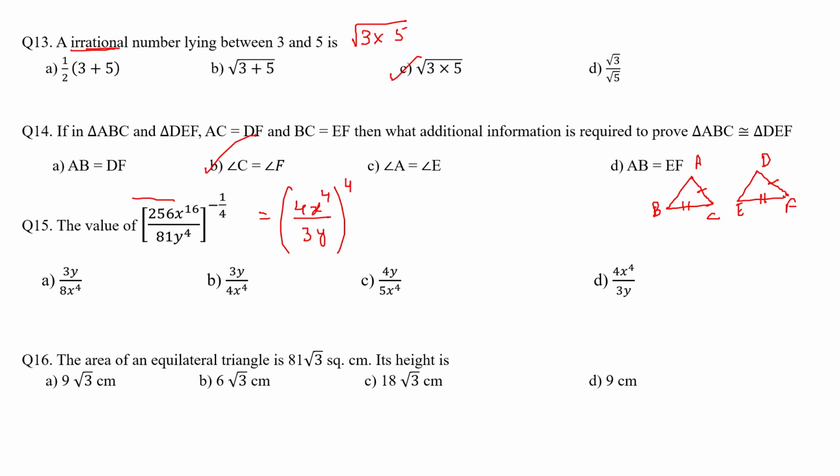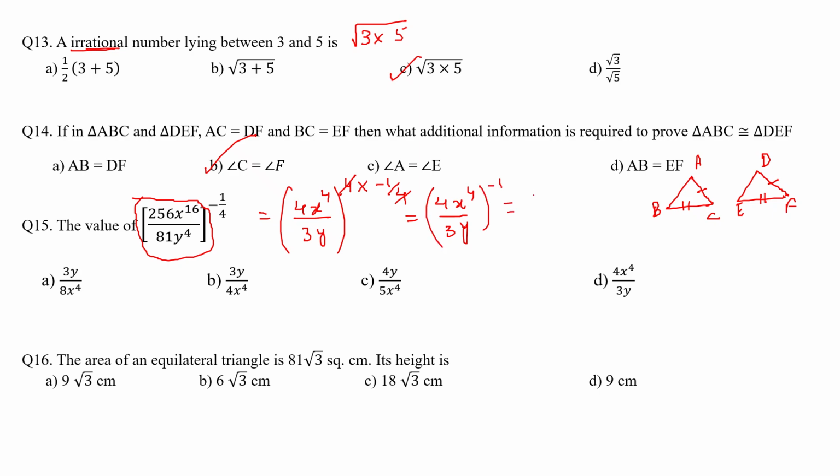I have written this part till now. 4 to the power 4 is 256, x to the power 4 into 4 is x to the power 16, 3 to the power 4 is 81 and y to the power 4 into 4 is y to the power 16. This is multiplied with minus 1 by 4. So 4 and 4 cancel. So I have now got (4x to the power 4 by 3y) whole to the power minus 1.